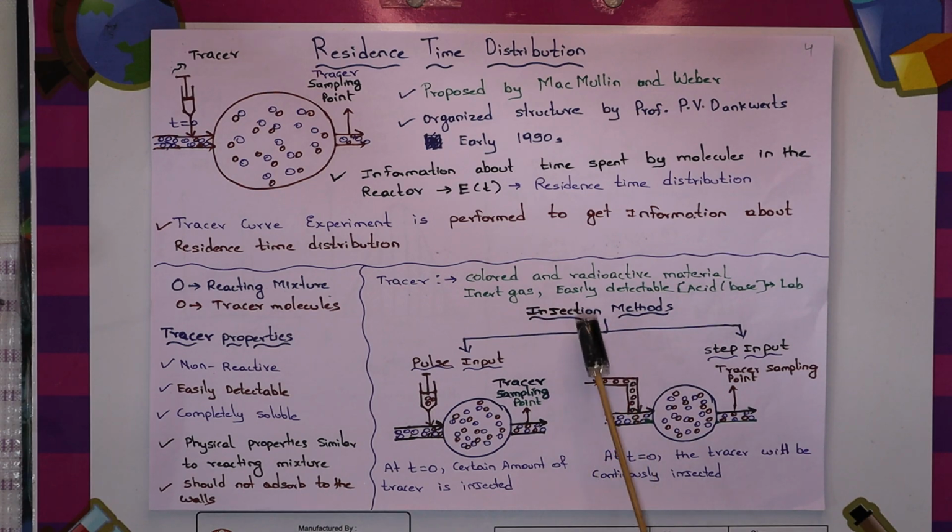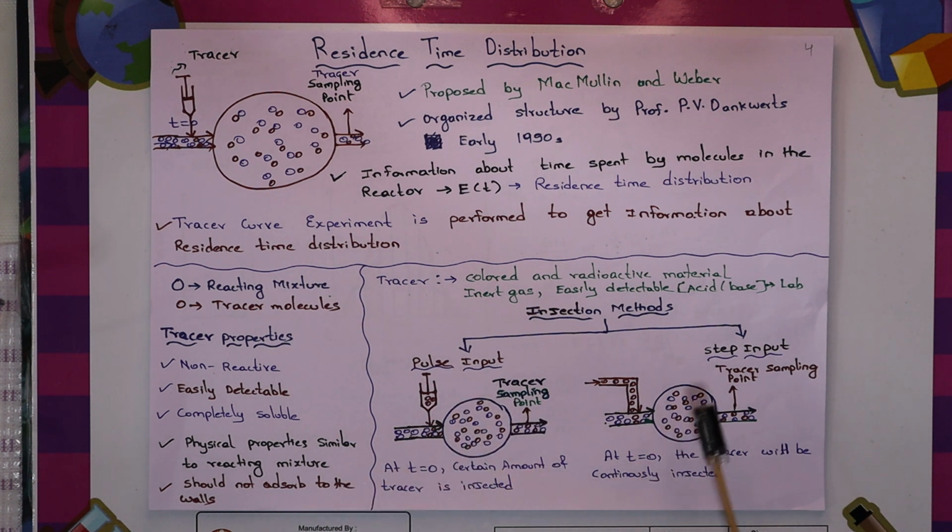So there are a number of injection methods. The popular injection methods are pulse input and step input. What is the pulse input? Pulse input means that along with the regular reactants flowing in the reactor, all of a sudden you inject a certain amount of molecules at time t equal to 0, and at the exit you measure how many molecules are coming out with respect to time. So this is called pulse input.